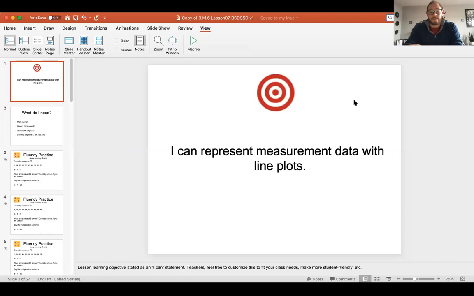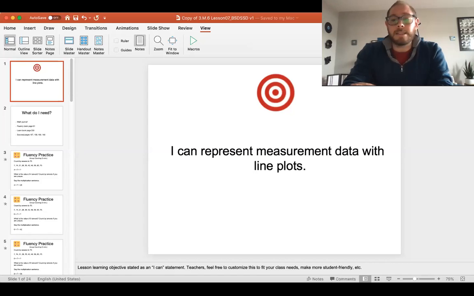All right, I'm going to get my screen all set up. Here we are. And I'm going to make myself a little bit bigger up in the corner here so you can all see me.